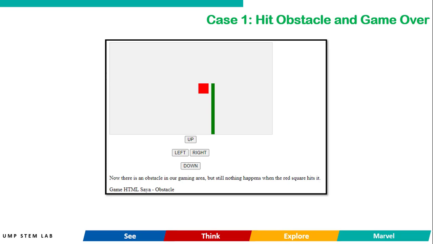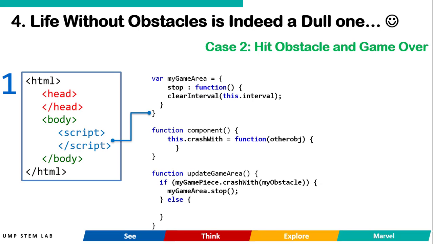Also, we will add a stop method in the game area object which clears the 20 millisecond interval. The mentioned codes are added in the stop function here and the crash function here.